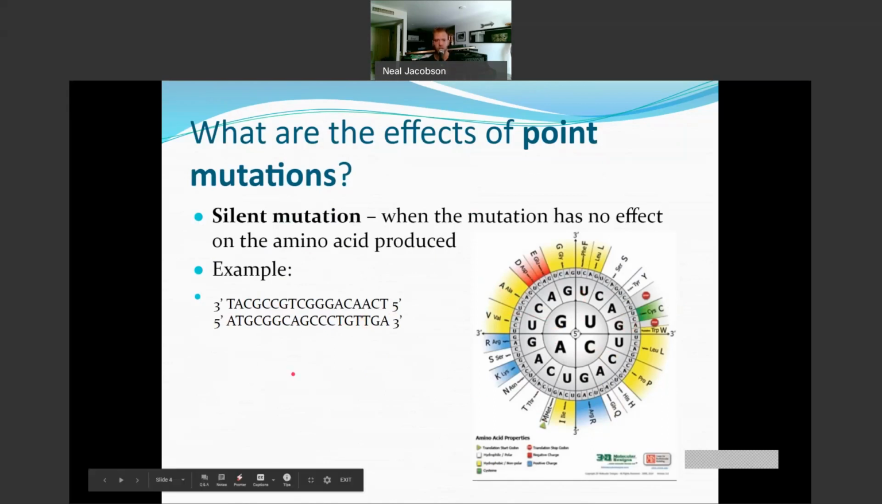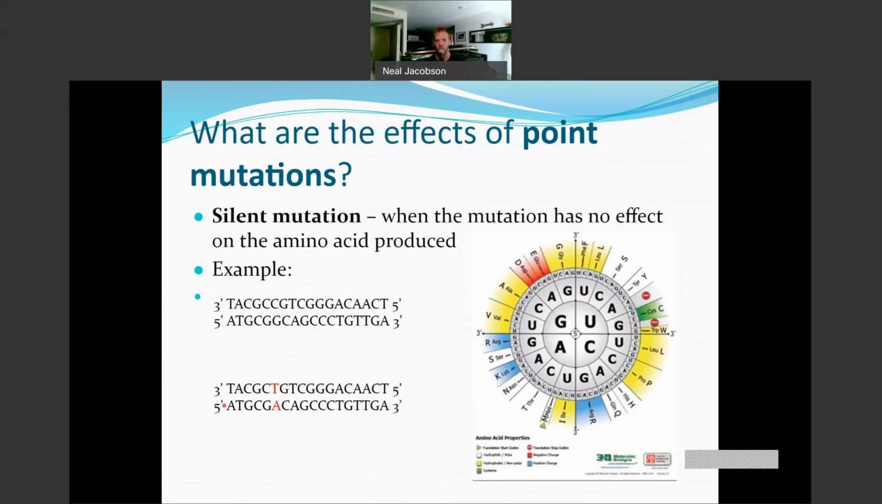The termination factor. Okay, so now let's imagine there's a mutation. So you're going to do exactly the same thing we just did. You're going to take the sense strand and convert the T's to U's, and then you'll go every 3 base pairs as a codon, and then come over to your codon chart and translate it. Go ahead and pause the video and do that.